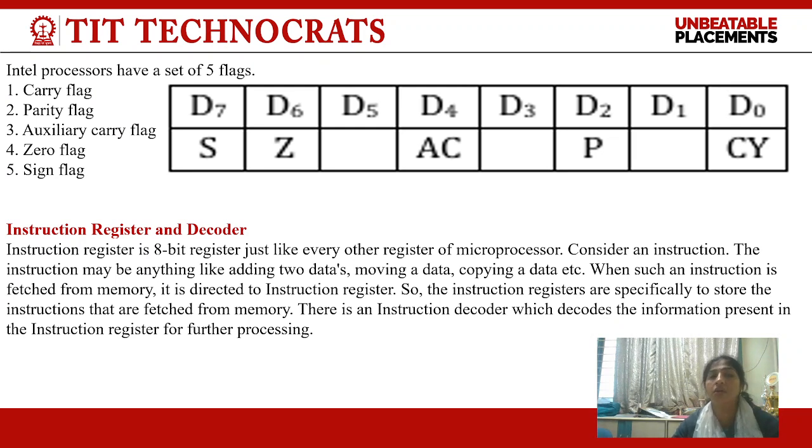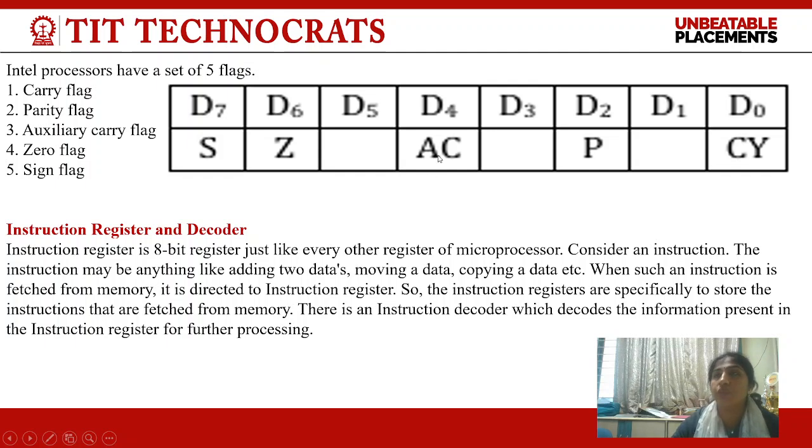So this is an 8-bit register in which at the zeroth position we have the carry flag. Then the parity flag, the auxiliary carry flag, the zero flag, and the sign flag. The sign flag indicates whether the result is positive or negative. The zero flag indicates whether the answer is zero; if it is zero, it will be set to 1. If the answer is non-zero, it will be set to 0.